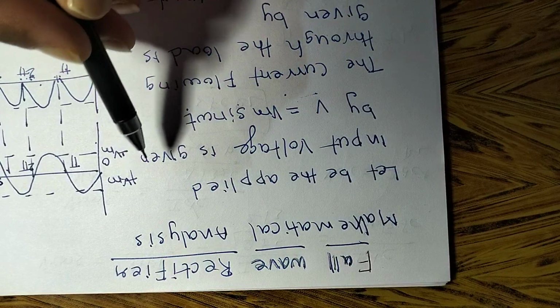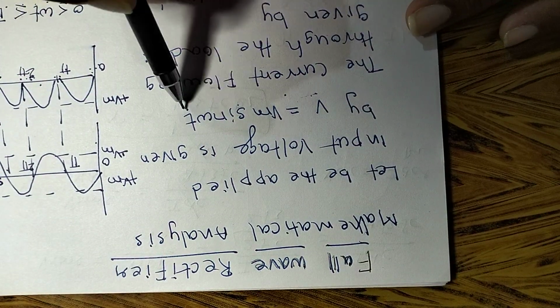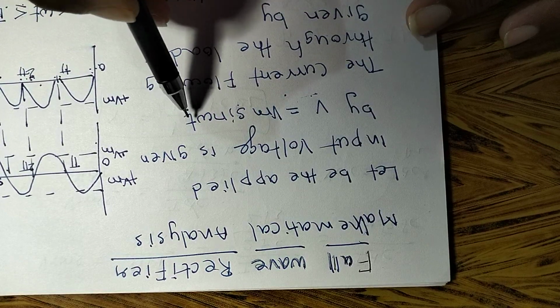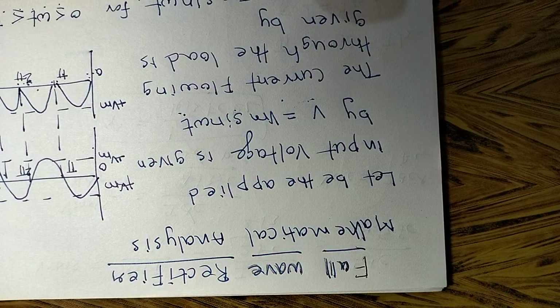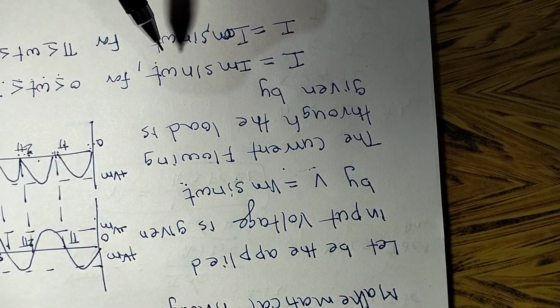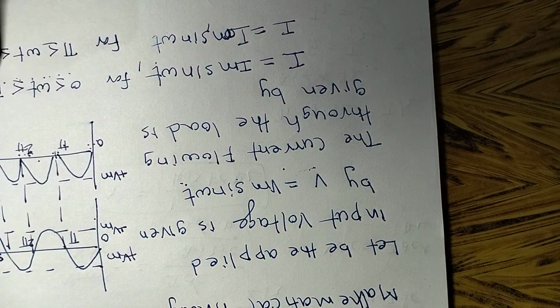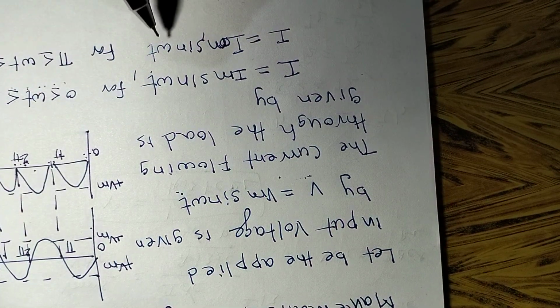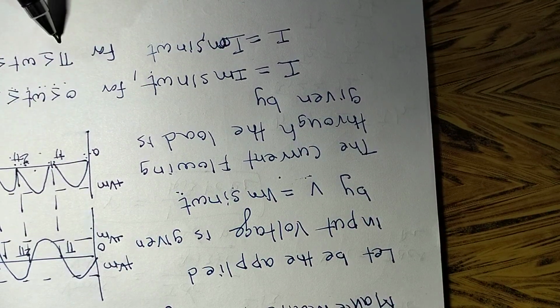What is the input voltage given? V equal to Vm sin omega t. This is my input applied voltage. Then the output current is I equal to Im sin omega t for 0 less than or equal to omega t less than or equal to pi, whereas I is the same current passing between pi and 2 pi, that is, pi less than or equal to omega t less than or equal to 2 pi.